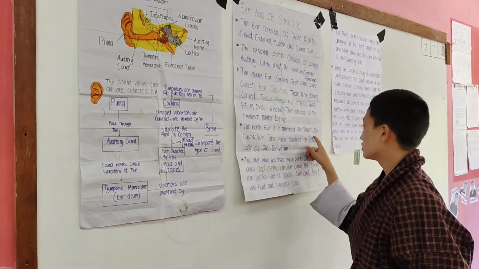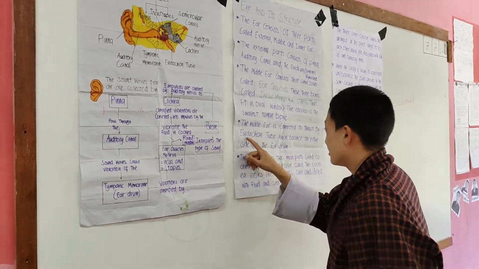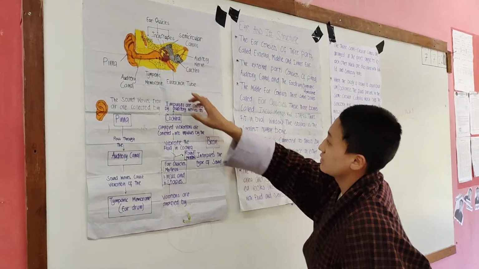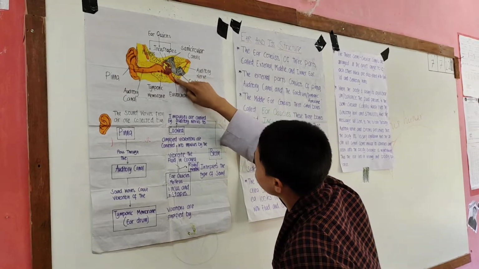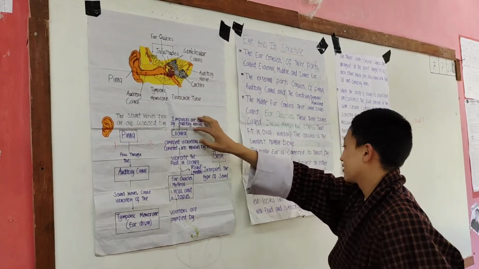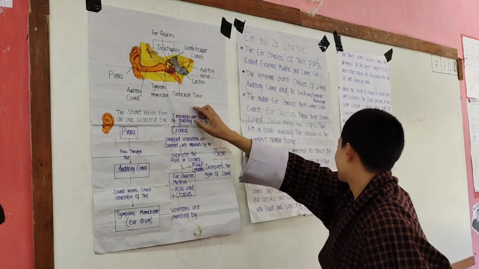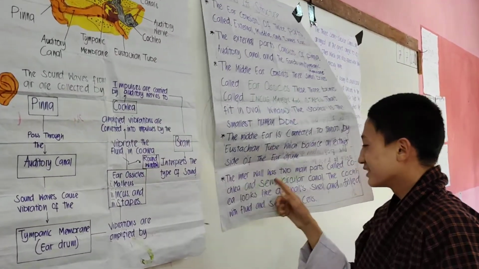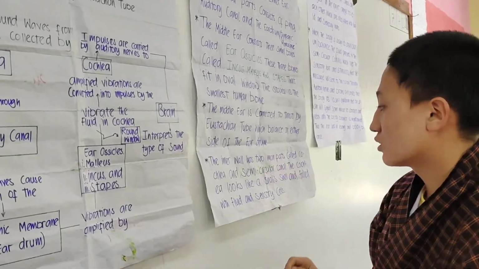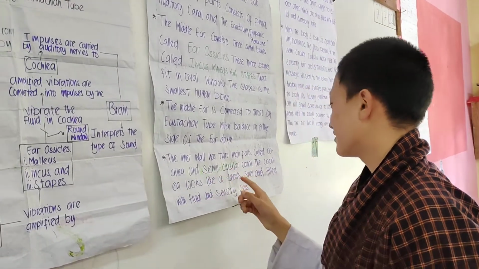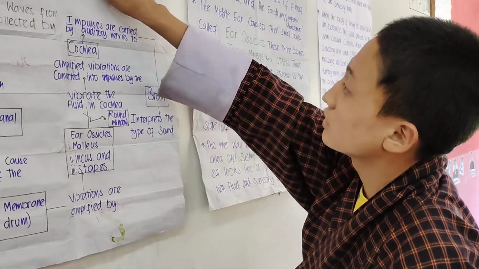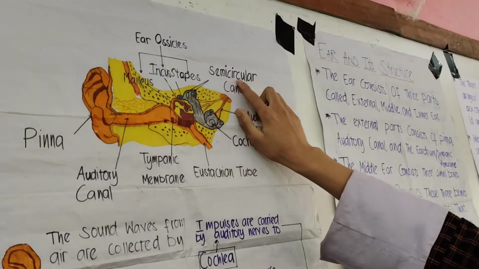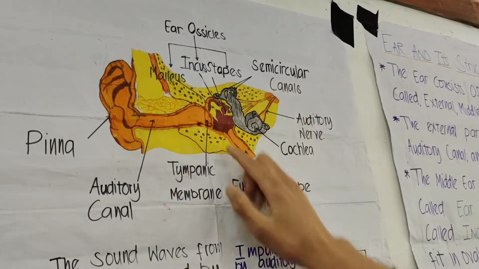The middle ear is connected to the throat by a stretching tube which balances pressure on either side of the eardrum, and this is the Eustachian tube which balances on either side of the eardrum. The inner ear has two main parts called the cochlea and semicircular canal. This is the cochlea. It looks like a snail shell, and this is the semicircular canal.